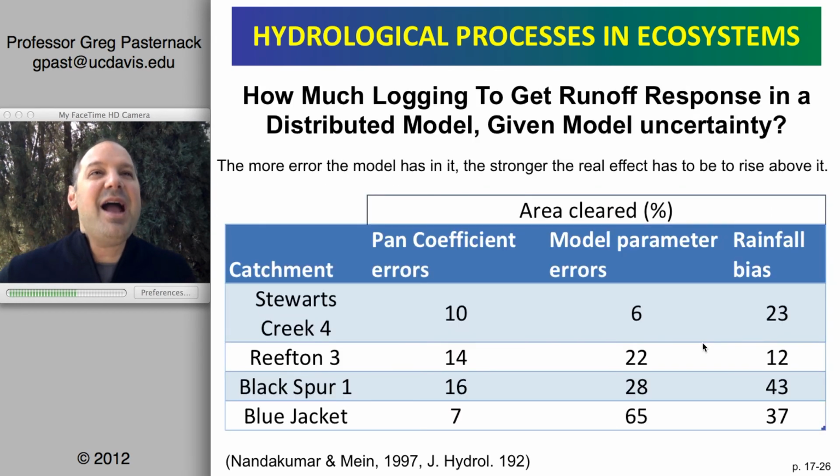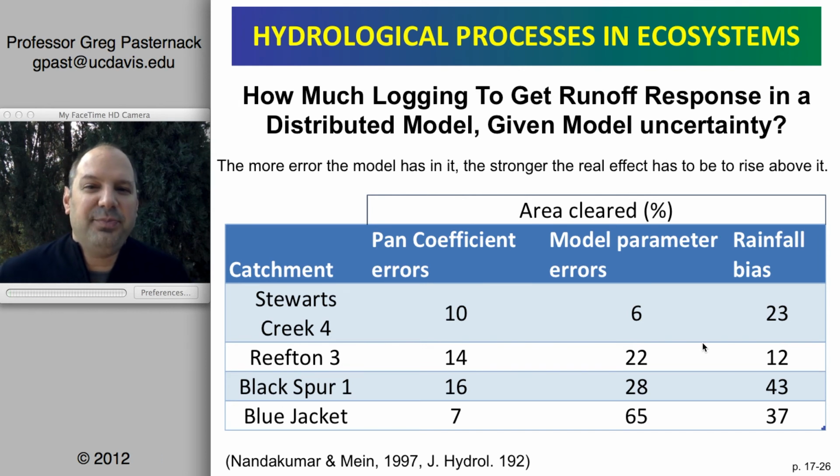I would like to bring this back to one of the themes of the class, which is the effect of humans. And we had a whole video podcast that dealt with deforestation effects. And last time, in talking about lumped modeling, I also gave you a bonus question to try to calculate, using the curve number approach, what would be the effect of a change in land use on runoff. Well, another way to formulate the question was done in the same study by asking how much logging it would take, if we did it in the model, to get a runoff response, given the fact that the model has uncertainty.